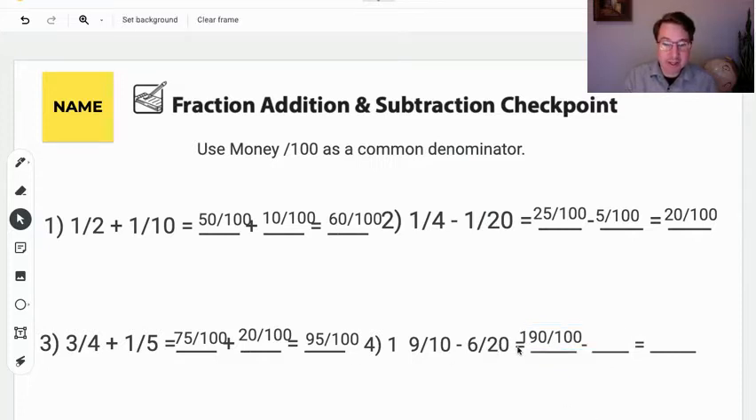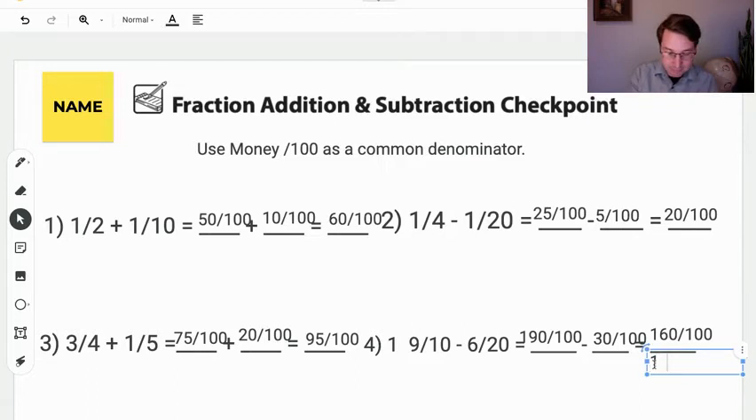And minus 6/20. Well, a 20th is a nickel, right? Just like up here, 5 hundredths. And then we have 6 of them. So 6 times 5 is 30 hundredths. Minus 30 hundredths. And so we have 190 hundredths minus 30 hundredths, so that's going to be 160 hundredths. Or if you wanted to, you could have written this out as a mixed number. Either of those answers are correct. I sometimes like just to keep things in improper fractions.